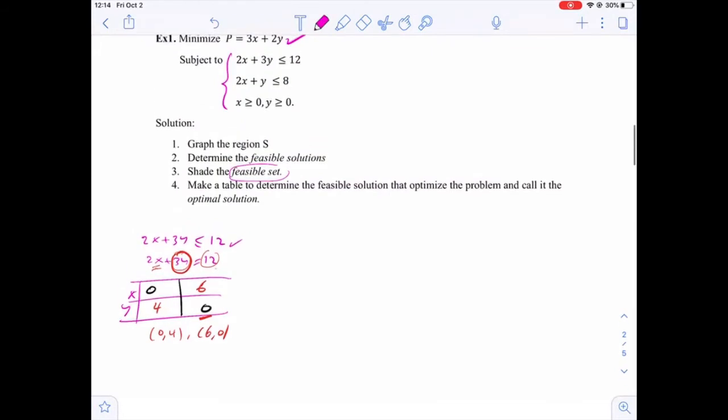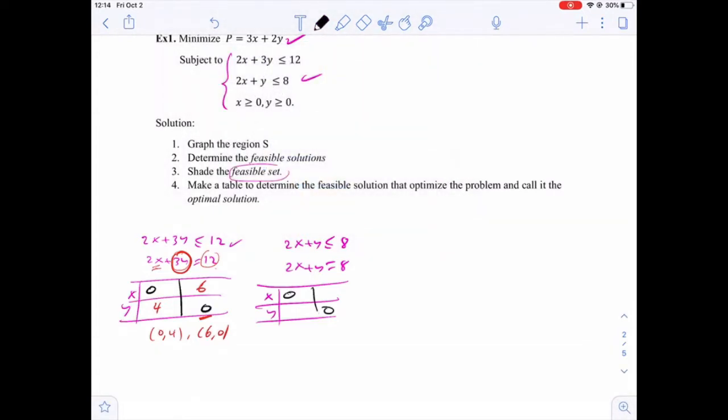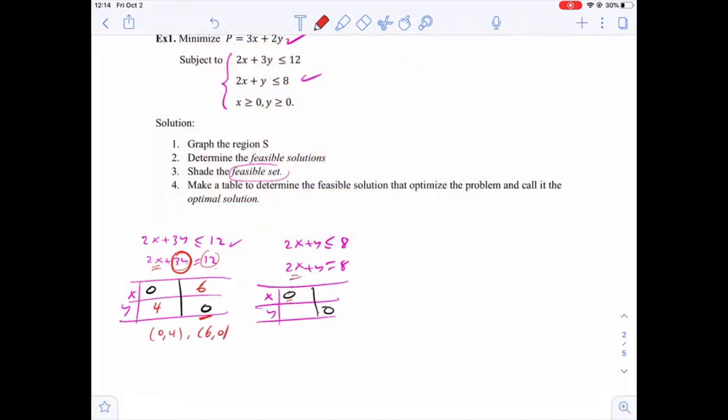The second one is 2x plus y less than or equal to 8, so we write it as an equation first, and then we determine the 2 points that the graph of this line passes through. So we have x, y here. We choose x 0, y 0, and then we find the corresponding values of x and y. When x is 0, y equals 8. When y equals 0, 2x equals 8, that means x equals 4. So the 2 points are (0, 8) and (4, 0). We need 2 points in order to graph the line.